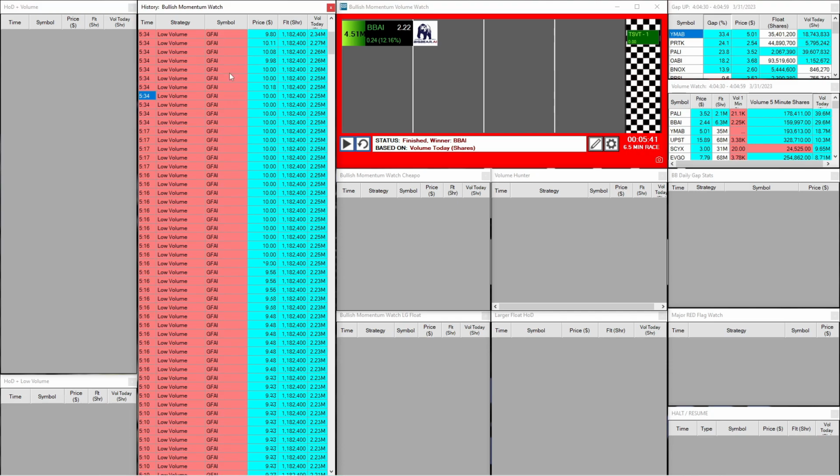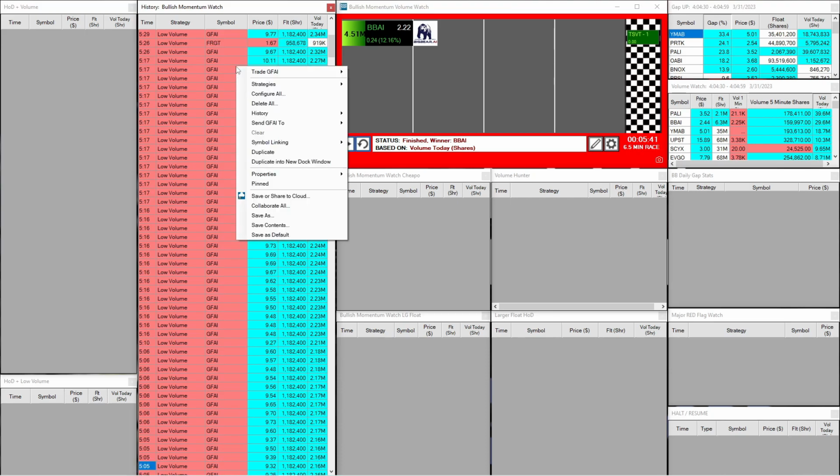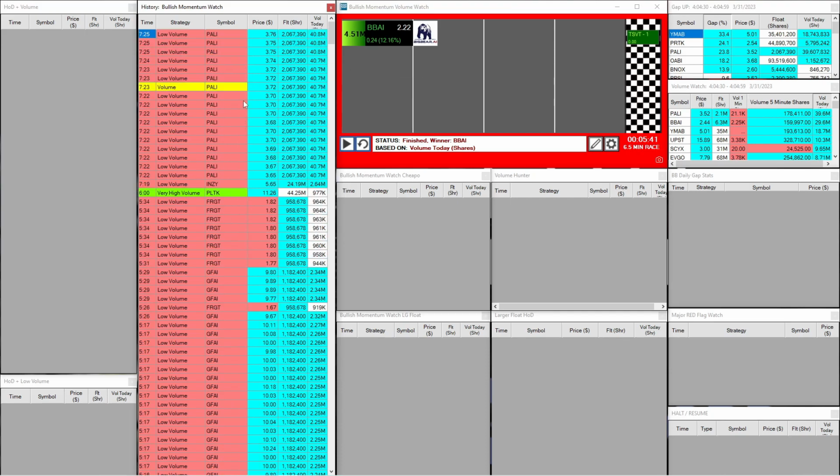But you guys can see GFAI had low volume at this time. All right, so now I can scroll up and down. So you guys can see, all right, low volume is in red. We've got the blue, blue, blue. And why is that? Because we've got the A+ or possible A+ setup. And that's what the scanner's kind of designed to find. It's designed to find those higher quality setups fast. So if we're looking for high quality results and high quality potential on our trades, this is where we're going to see it right here on the bullish momentum watch.